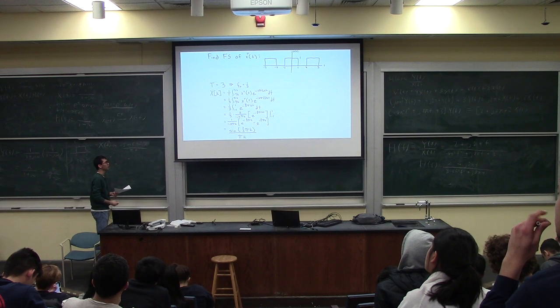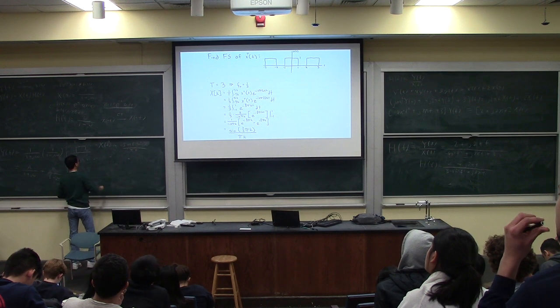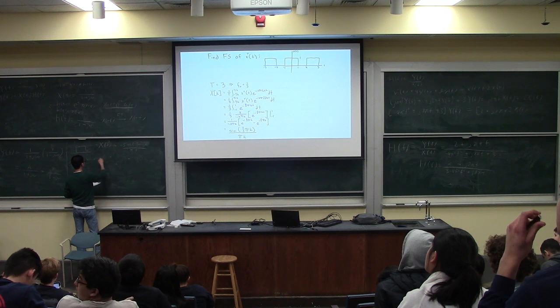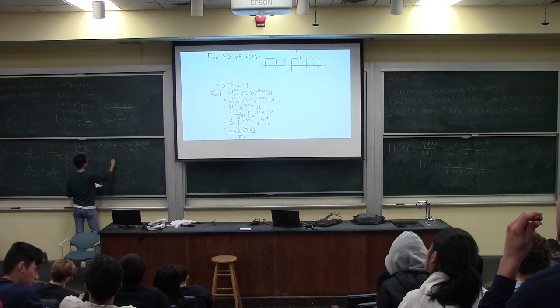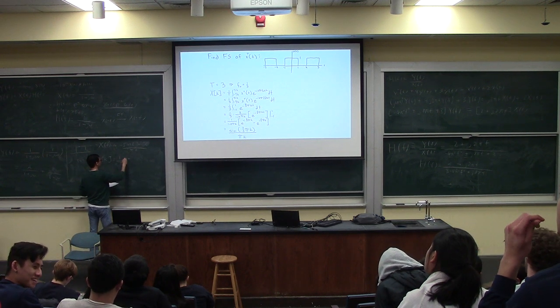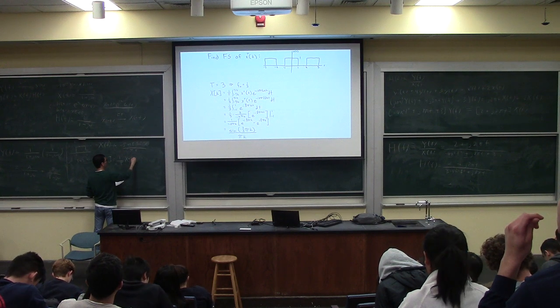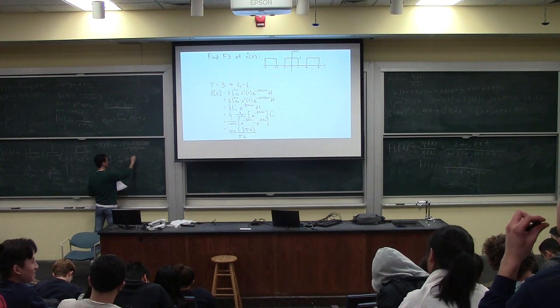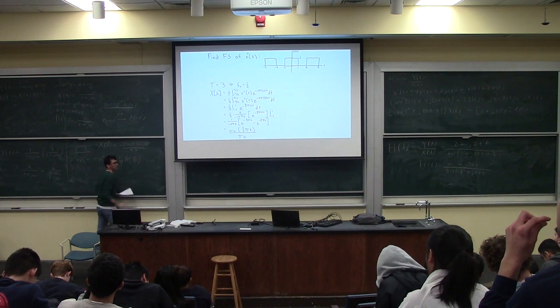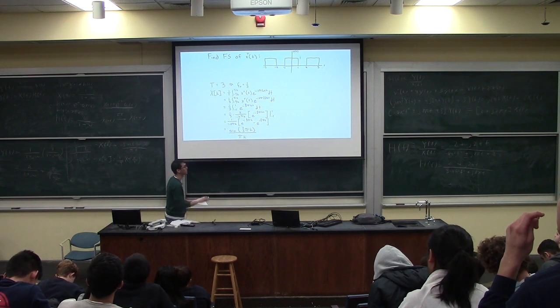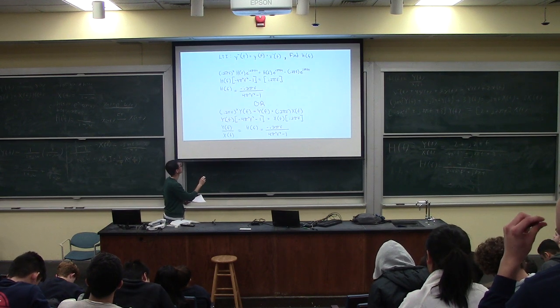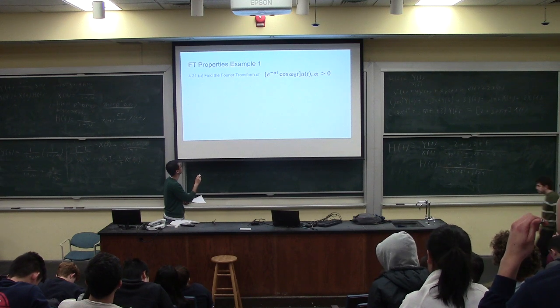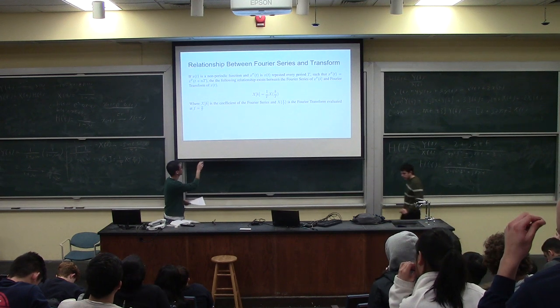Essentially what we're saying is that the equation on the right side, so X of k, is just equal to 1 over T times the Fourier transform, where the frequency is equal to k over T, which is that equation.